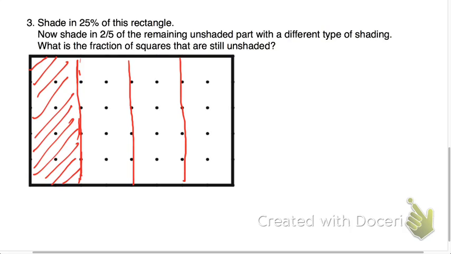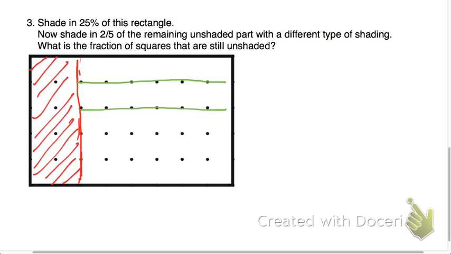Now it says to shade in 2/5 of the remaining unshaded part. So I'm going to erase a couple lines so I can see the remaining part a little more clearly. And I'm supposed to shade in 2/5 of that. Well, I notice that it divides into 5 pieces pretty easily, just like this. And so shading in 2/5 of those.